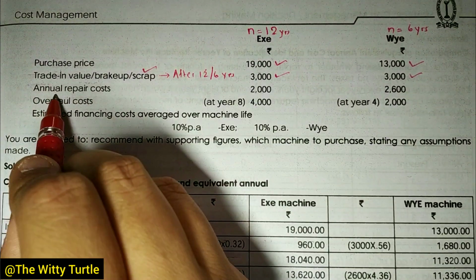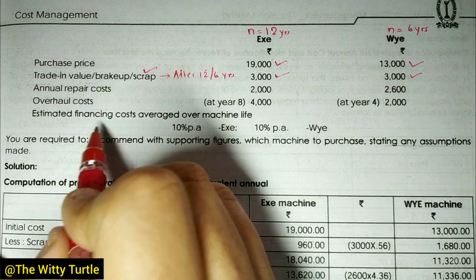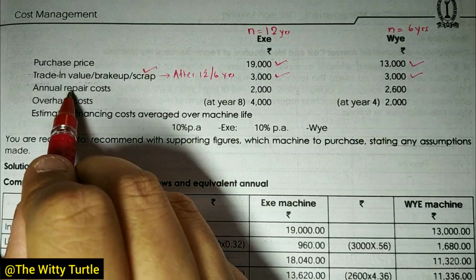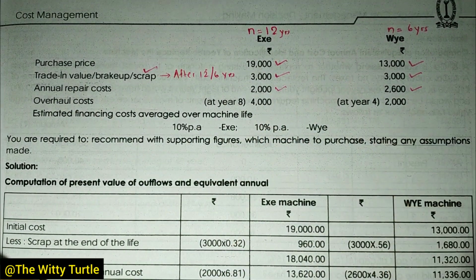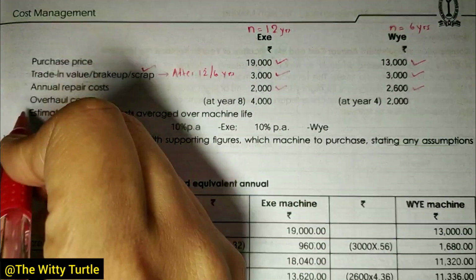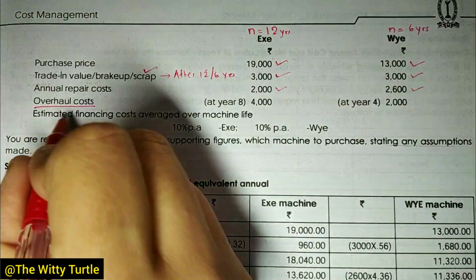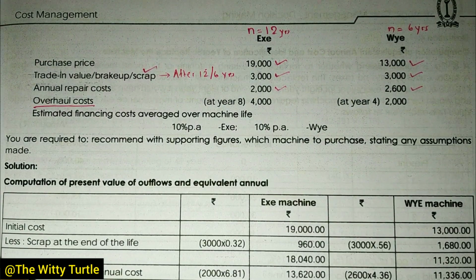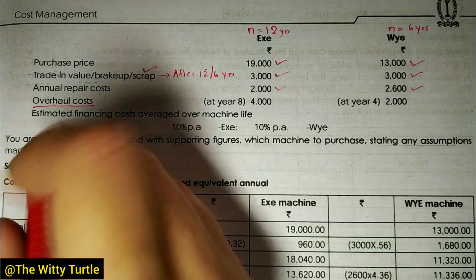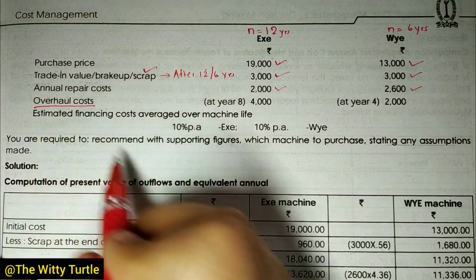Next it is saying annual repair cost, this comes under your maintenance cost, right? So annual repair cost is 2,000 for machine X and 2,600 for machine Y. Now it is saying overhaul cost. Overhaul cost क्या होता है, इसको hauling cost भी बोलते हैं. You must have heard this word in your intermediate.